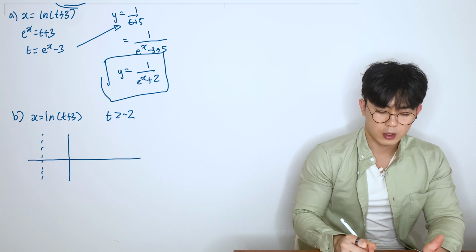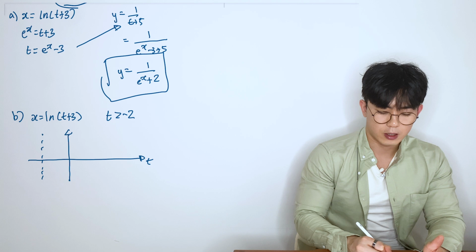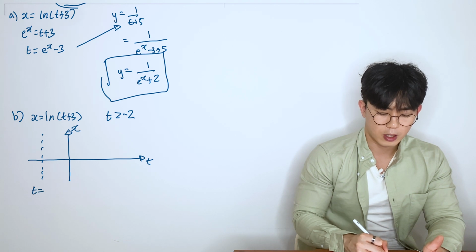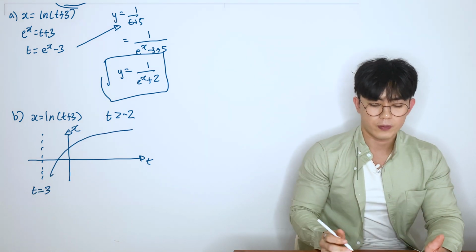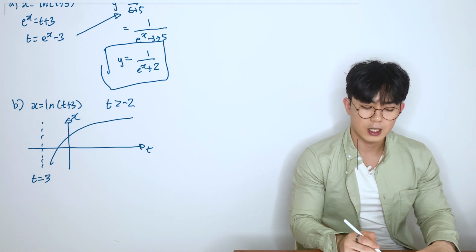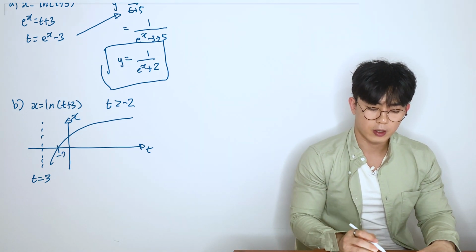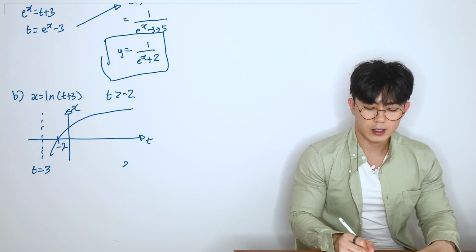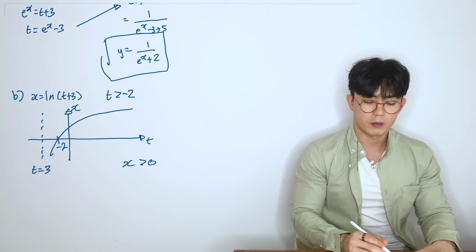So we'll have the t-axis, we'll have the x-axis. This is when t is negative 3, and it'll look something like this. Now, t itself has a domain, right? So t is bigger than negative 2, so negative 2 is here. So x is going to be just bigger than 0.